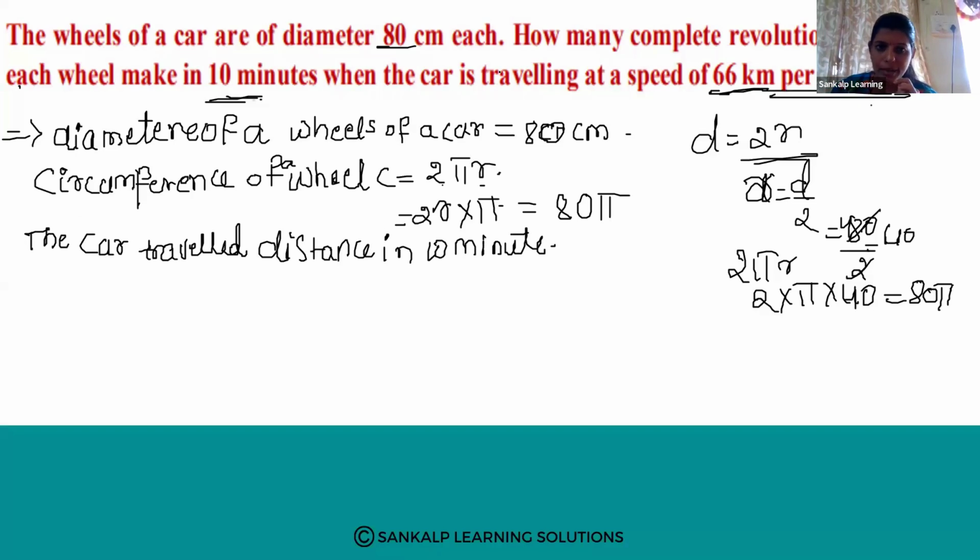So per hour. Here we have 80 centimeter. Here it is per hour. So kilometer per hour, we have to convert it into centimeter. Kilometer to meter, and meter to centimeter. Okay. Next, this 10 is in minutes. So here it is in hour. So we have to convert this into minutes.